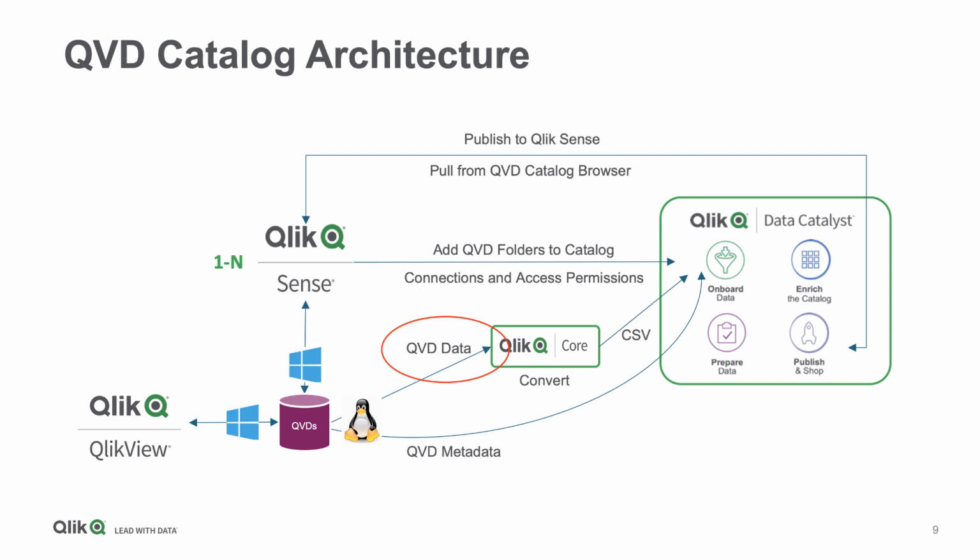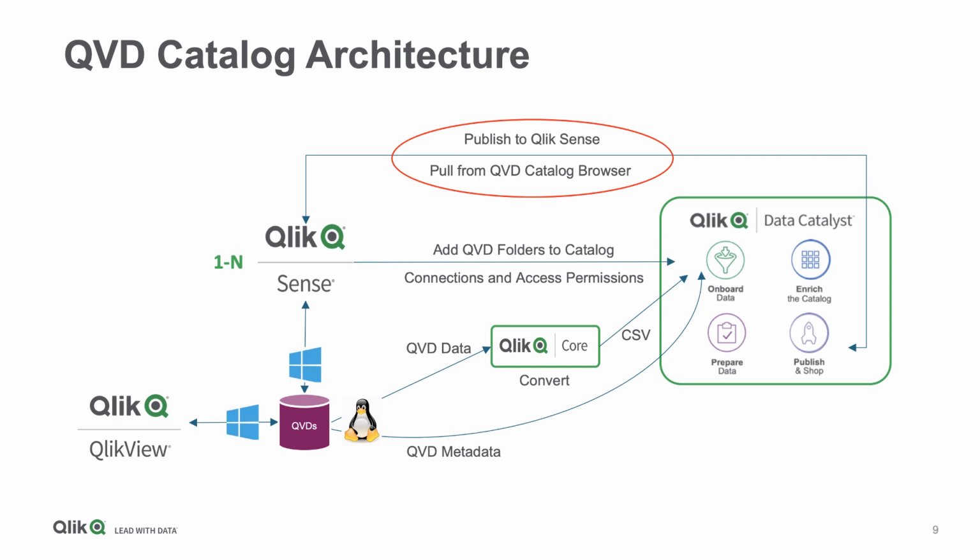And via Qlik Core, we read that QVD data, and we convert it into a format that Qlik Data Catalyst can read, essentially a CSV file, and now it's onboarded. The next level of integration is, now that you're in the catalog, that we are going to be able to publish back to QlikSense, right? So you're in the QVD catalog and you say, this is interesting. You put this in your shopping cart. You say, publish to QlikSense.